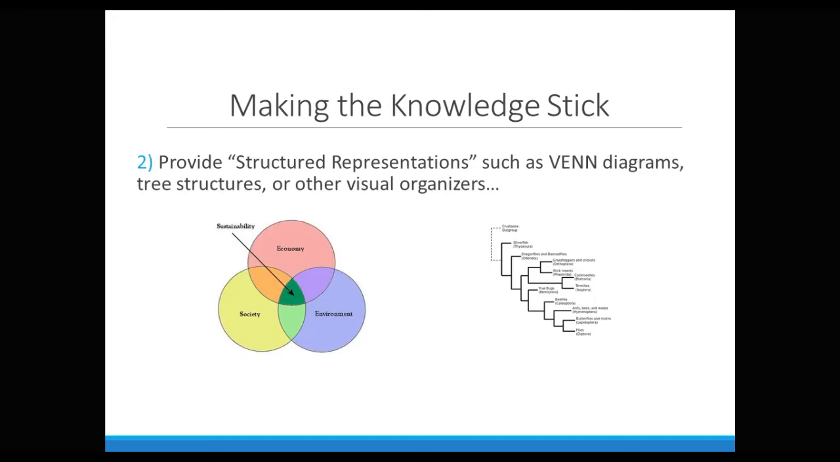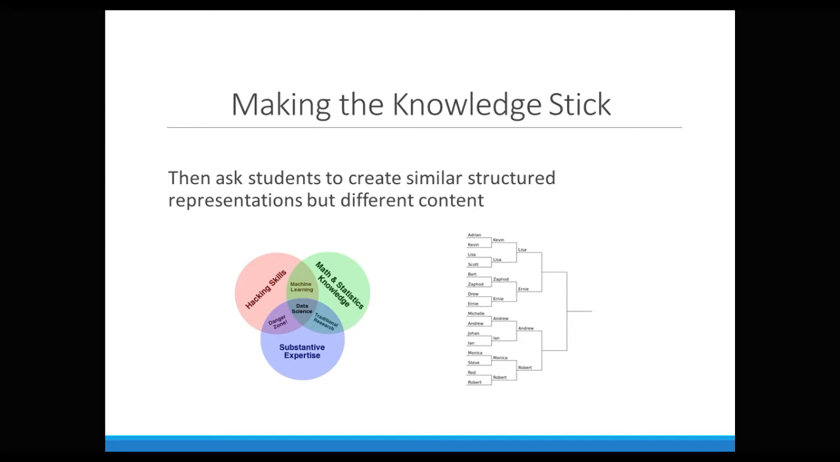So the second technique is to provide structured representations such as Venn diagrams, tree structures, or other visual organizers that exhibit relationships between concepts or items in the lesson. So this is obviously after the lesson has been delivered and you're giving these to help students organize this information in their head. So you can provide exercises that ask students to create similar structured representations that you've presented originally, but with different content.